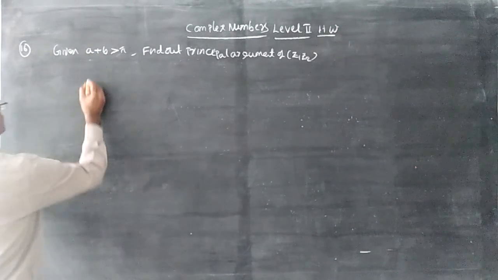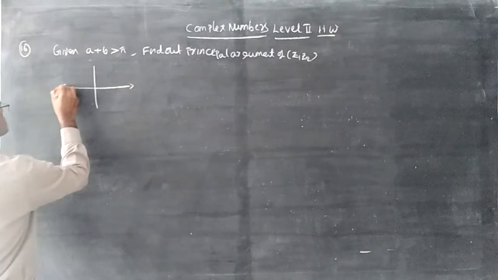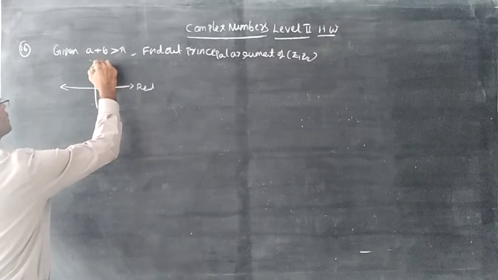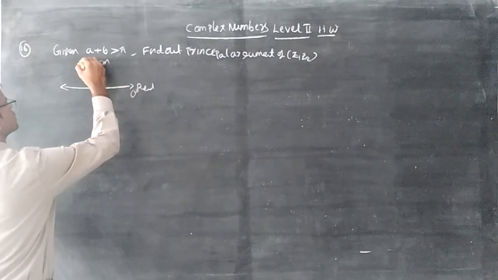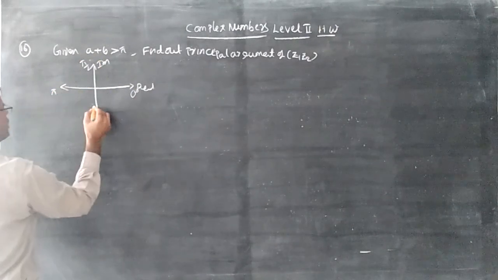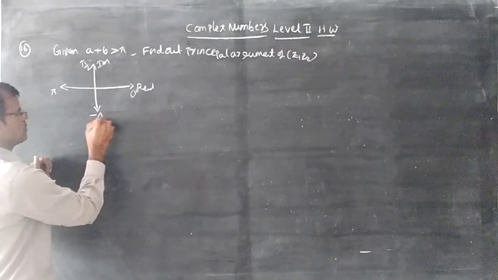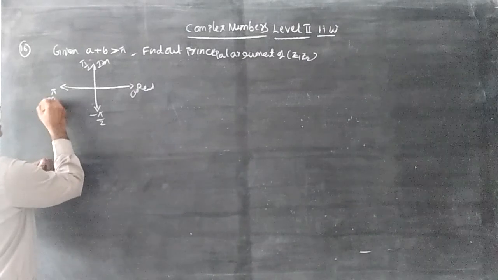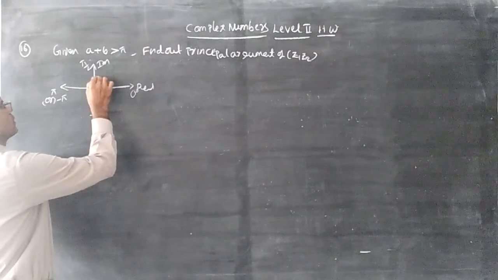Let us draw the real and imaginary axis. This is the real axis, this is the imaginary axis. So 0 degrees, this is pi by 2, this is pi, and this is minus pi by 2. It is not the 3 pi by 2 concept. This is pi by 2, or you can write this as minus pi. So like this.